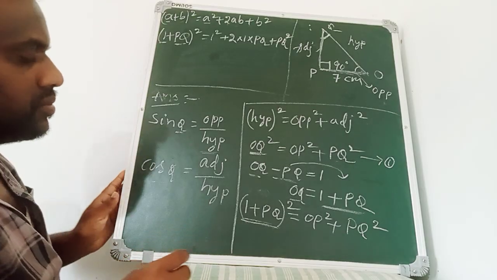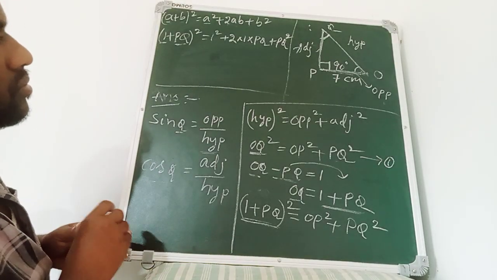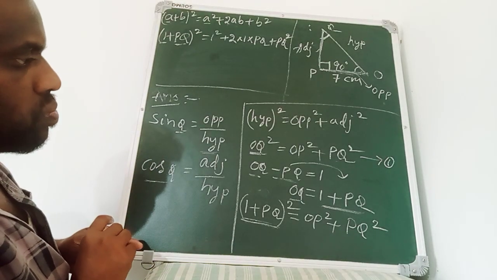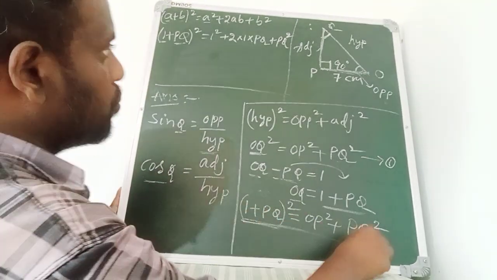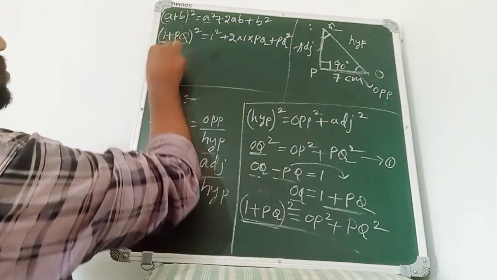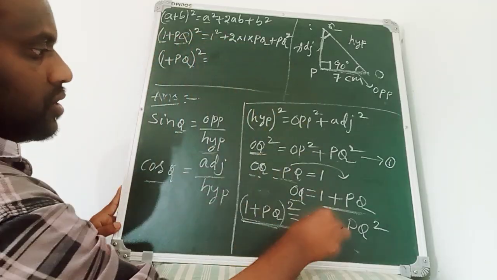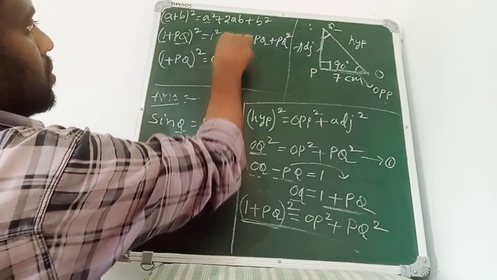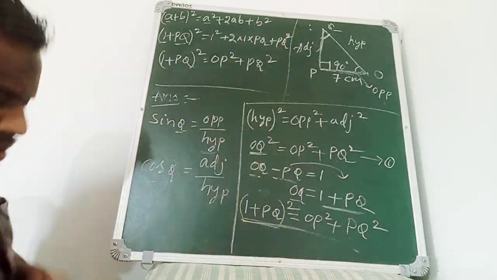Okay, I will write this equation once again here. (1 + PQ)² is equal to this OP square plus this PQ square. Okay.